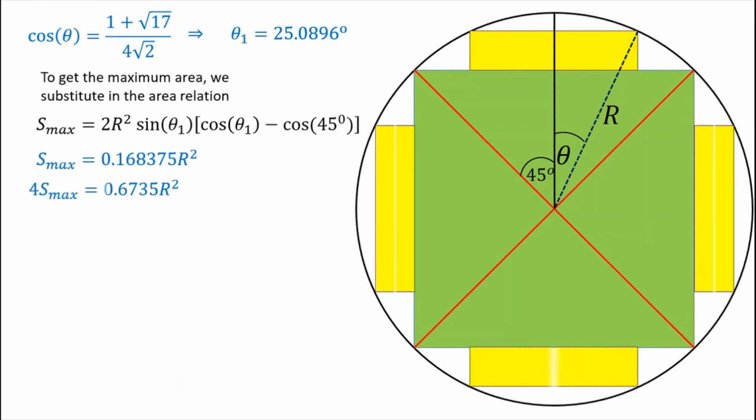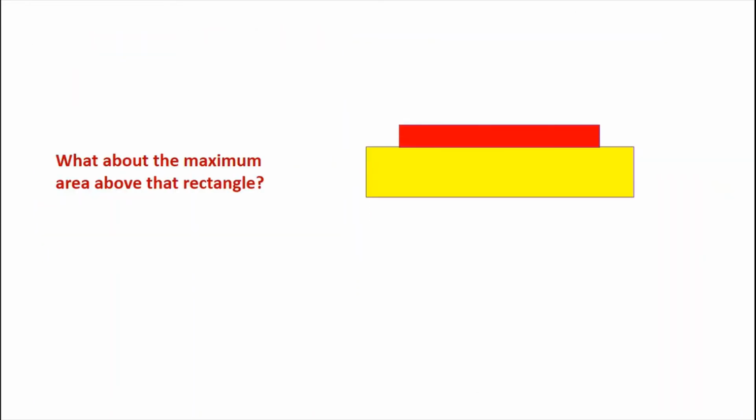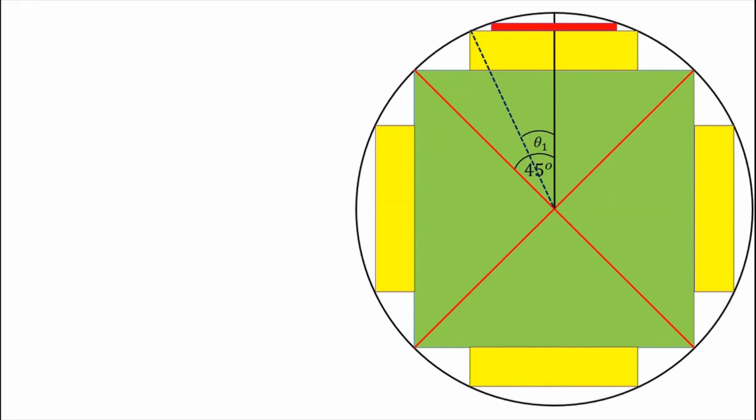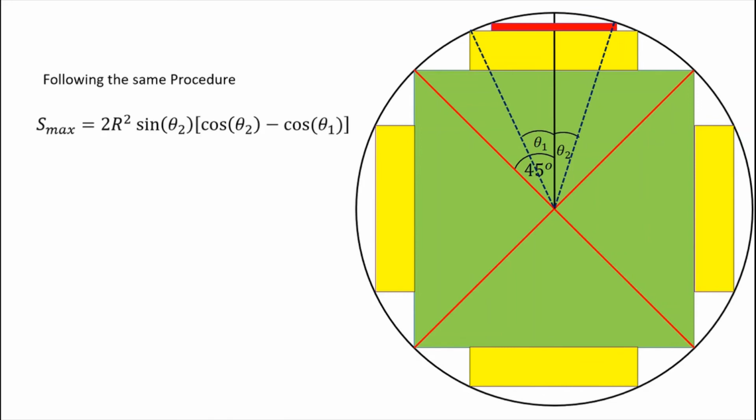What about the maximum area above the yellow rectangle? Above the red one, and so on. Sure, we mean the rectangles which are still surrounded by the circle arc. Following the same procedure, we can evaluate the maximum area above the yellow rectangle. It is noted that the cosine relation contains the theta value which has been deduced from the previous optimization. That indicates the problem of evaluating the next maximum area can be iterated using the same relation.